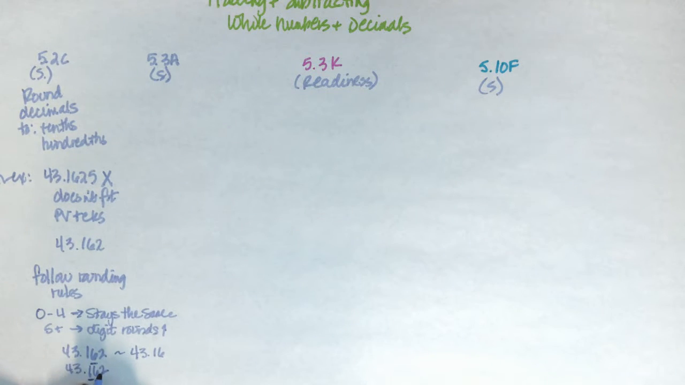I'm looking at the digit next to it, or the place value next to it, and I'm saying this is 5 or more, so my digit in the tenths place rounds up. So this is approximately 43 and 2/10. So I'm teaching the rules.